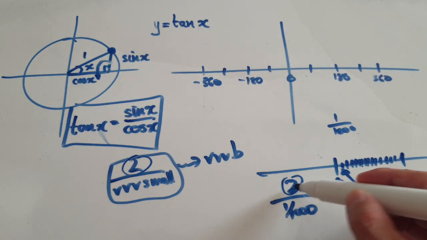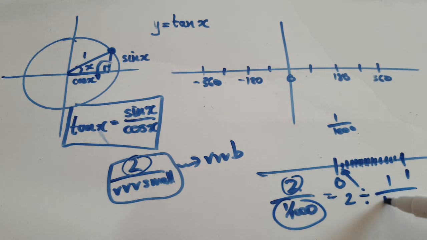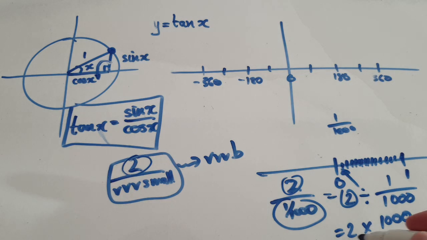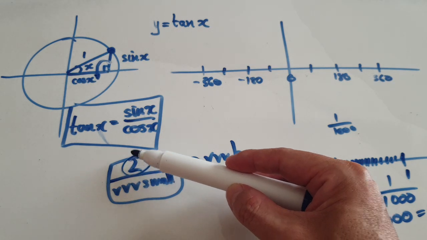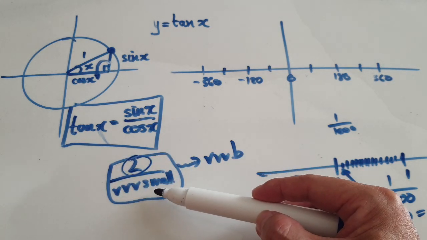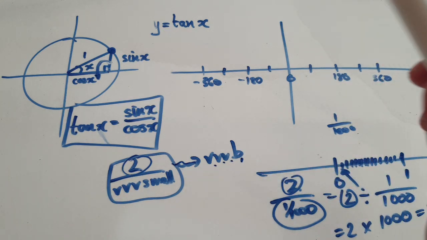Because look, this is like 2 divided by 1 over 1000. You keep the first the same, and then you multiply by the reciprocal of the second, which is 1000 over 1, which is 1000, times 2, and it becomes a very, very big number. So just bear this in mind. When you have a number divided by a very, very small number, the overall answer would be very, very big.